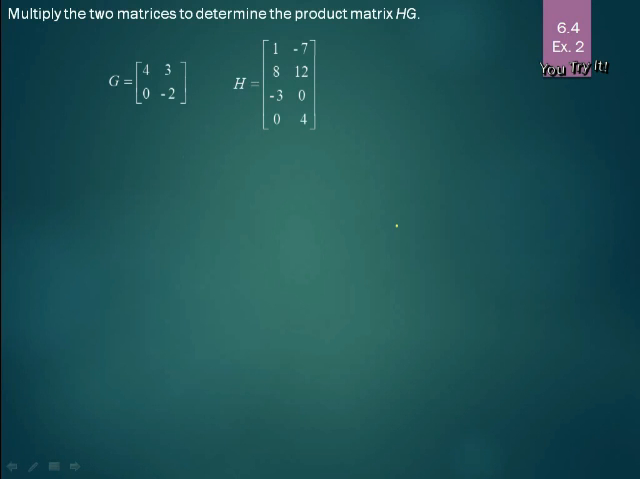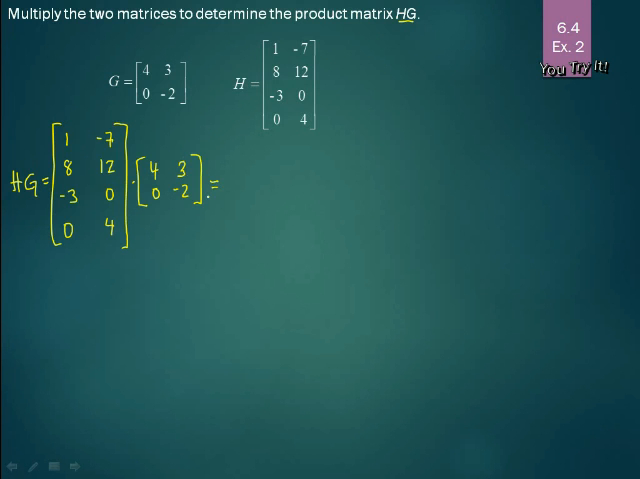Multiply the two matrices to determine the product matrix Hg. Notice that order matters here, so we do need to put the H matrix first. And so I'll go ahead and just write that out first here, and then we'll multiply that by G. Remember that when we're multiplying matrices, we need to multiply the first row by the first column.